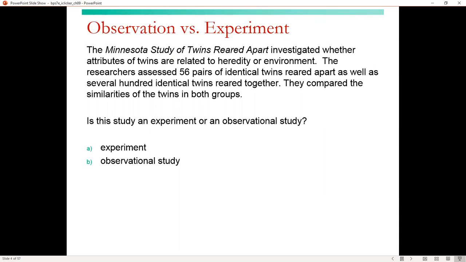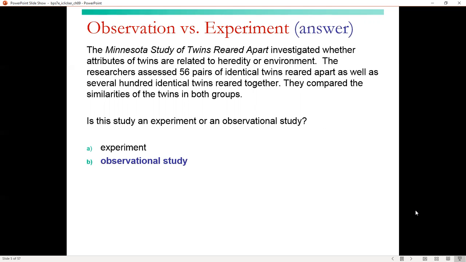The Minnesota study of twins reared apart investigated whether attributes of twins are related to heredity or environment. The researchers assessed 56 pairs of identical twins reared apart, as well as several hundred identical twins reared together. They compared the similarities of the twins in both groups. Is this study an experiment or an observational study? It's an observational study, right?